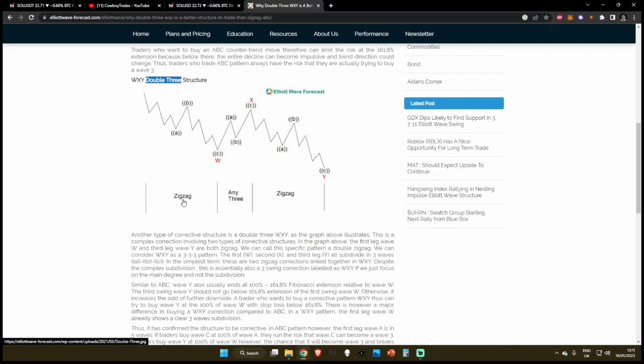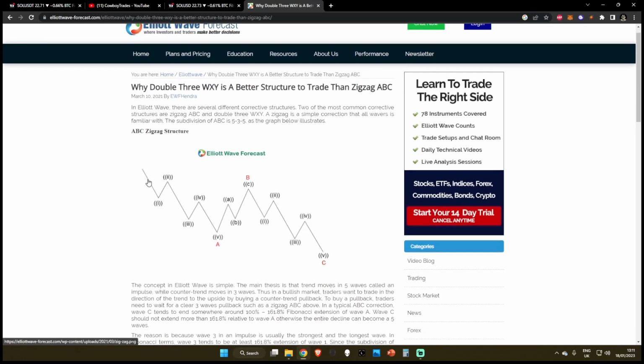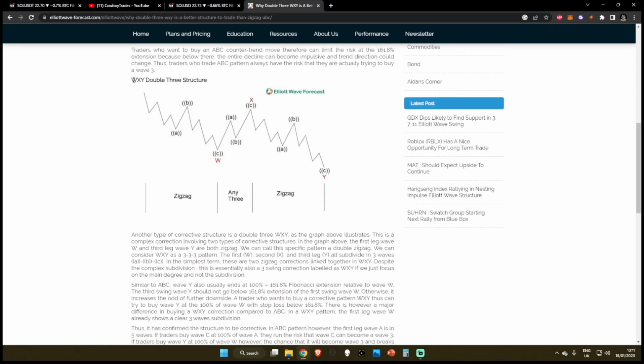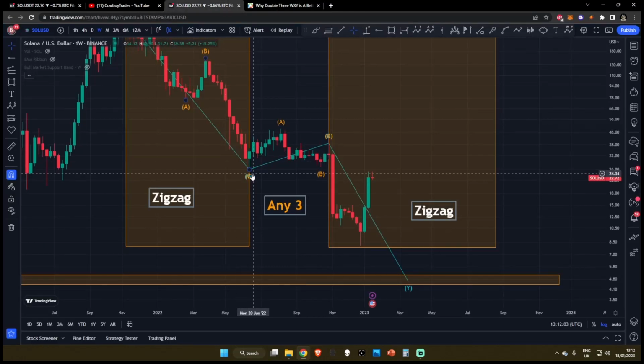Well, because you're not having a triple zigzag pattern, you're having a double zigzag pattern. So once again, zigzag is your ABC, this is your typical ABC zigzag structure, A, B, C, slanted to the downside. So once again, if this WXY double three structure is going to play out, we should once again be putting in another slanted ABC to the downside, with the next C wave on this zigzag being lower than the previous C wave, which of course means that we should be breaking down into new lows once again.